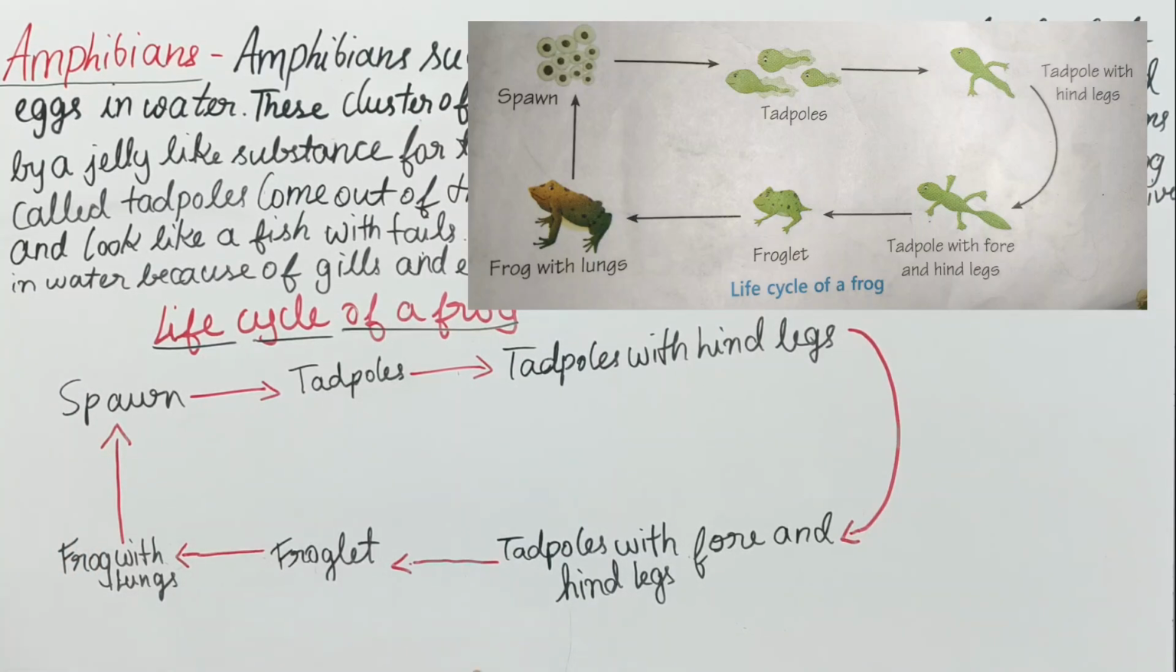After tadpoles with front and hind legs, they become froglets and have a tiny tail still. Next, the tail will disappear and they will become a frog with lungs, means they do not have gills. They become an adult frog. Like this, once again the frog will give spawn, means eggs, and this whole process will repeat.